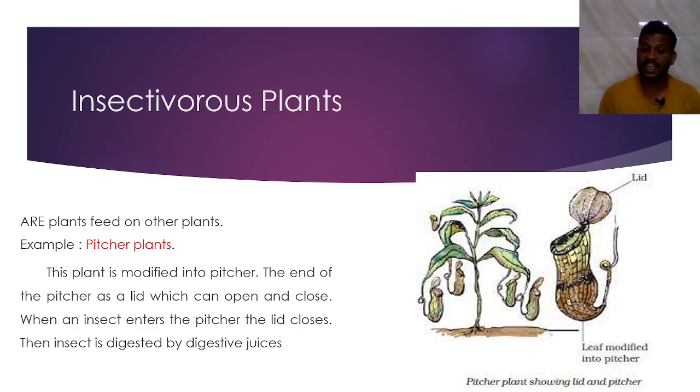When the insect enters, the lid is closed and the insect is digested by the digestive juice which is secreted in the pitcher. After digestion of the insect, the plant absorbs the required nutrients from the insect. So this plant is known as an insectivorous plant. Why? Because it totally depends upon the insect for its nourishment, for its food.